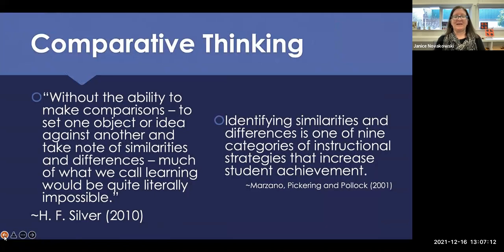The big thinking process involved in this particular routine is comparative thinking. And comparative thinking is really one of those really important instructional strategies that lends to deeper thinking as well as connecting ideas. So connecting learning and supports student achievement across all areas of learning.